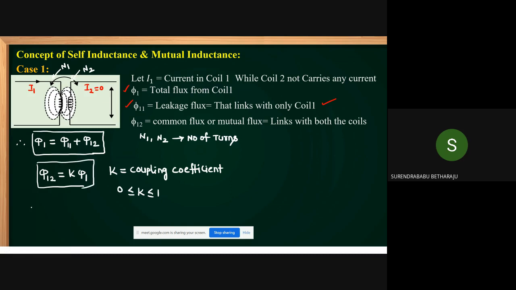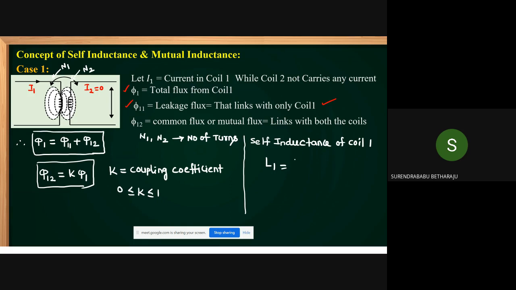That is phi 2. Now, with this knowledge, you can define the self-inductance. Here, self-inductance of which coil can you define, students? Coil 1 only, because only coil 1 is carrying the current. So the self-inductance of coil 1, L1.